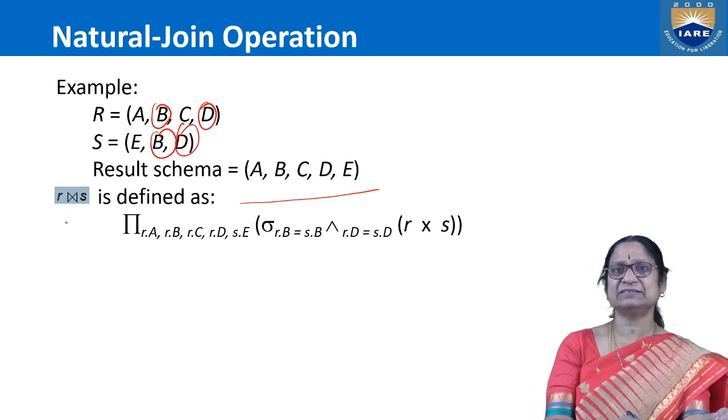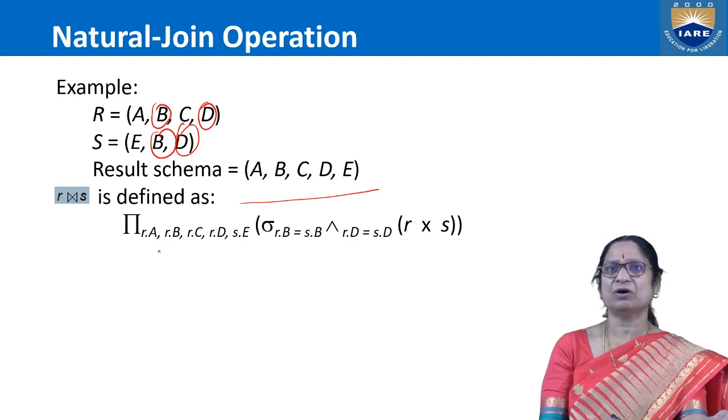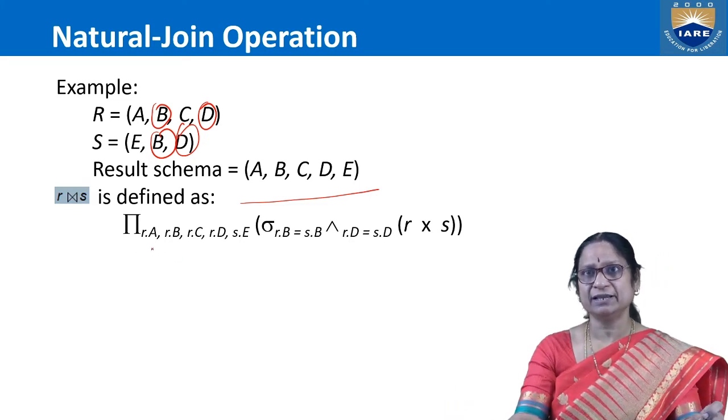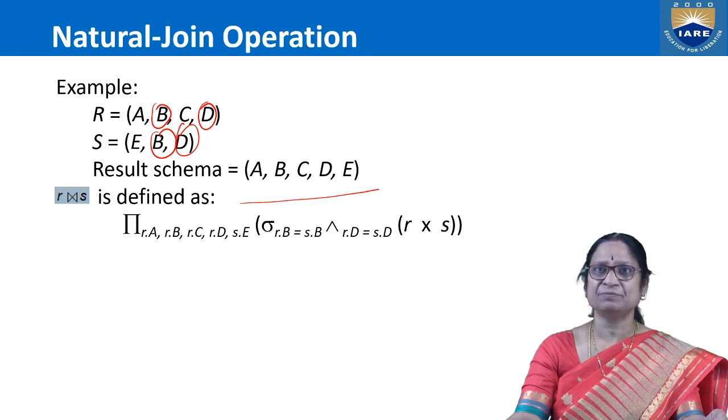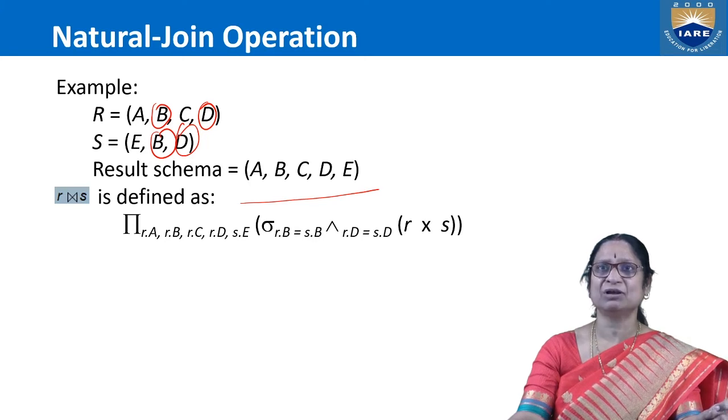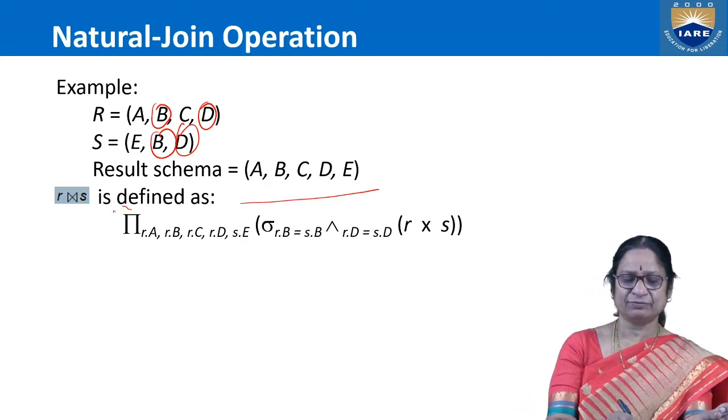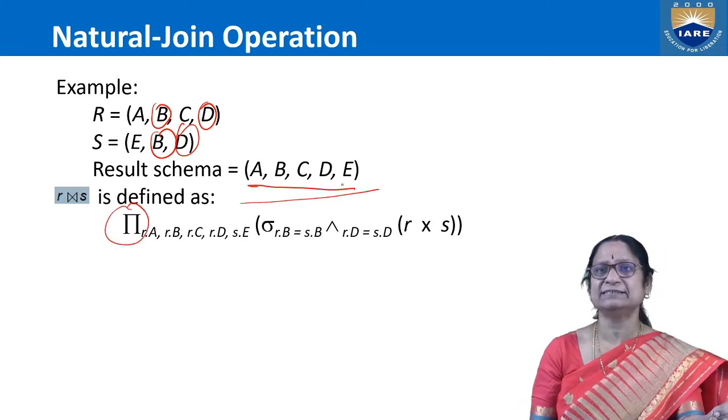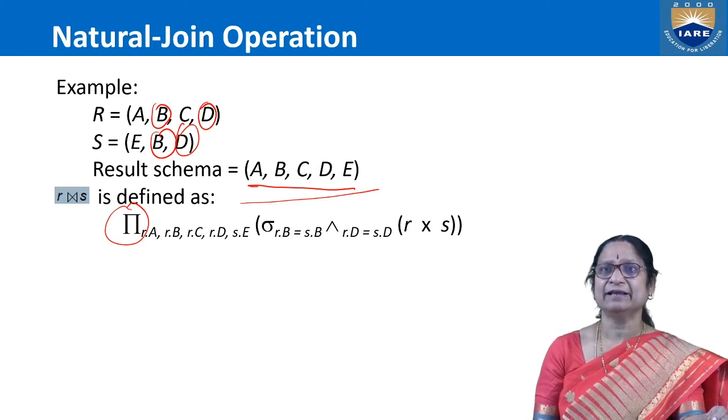So our natural join is defined as pi of, what are the attributes we are getting? From the relation R, all attributes, that is R.A, R.B, R.C, R.D. And from the relation S, all attributes except the common attributes. So we are going to get S.E only. S.B, S.D are not considered. Why? Because BD was already displayed. So pi indicates which attributes must be included, that is A, B, C, D, E.